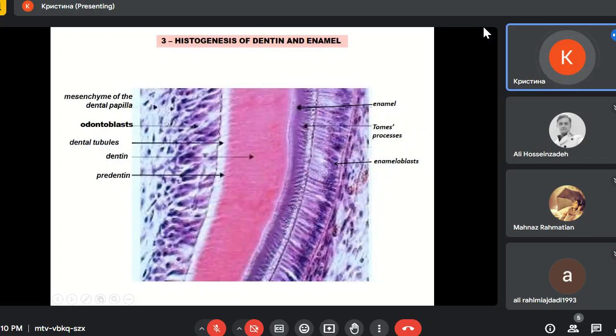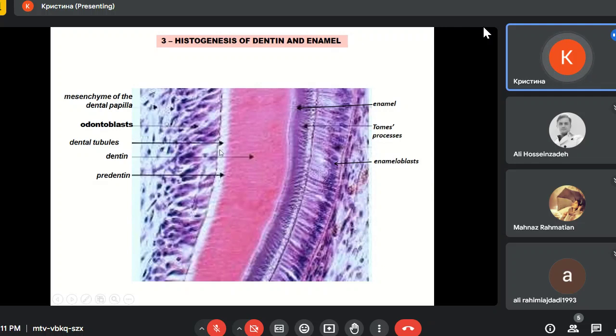At high magnification, we see here the enamel, which is blue in color. It is produced by enameloblasts, elongated cells. Here you can see their cell nuclei. Here is their basement membrane. And here you see the apical Tomes processes of enameloblasts, through which enamel is produced. This is enamel-dentin junction, and this is the dentin, pink in color because of collagen fibers.